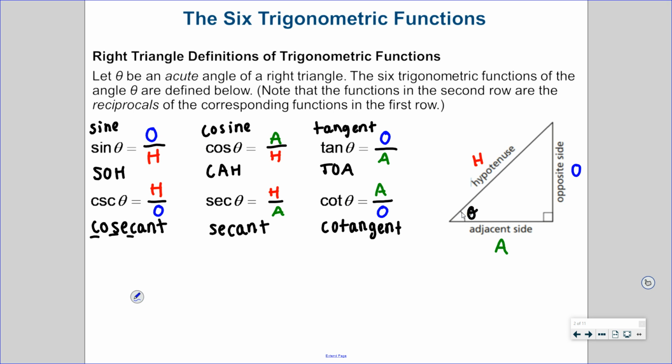Exactly. So now we have every single possible ratio of sides of a right triangle defined. Okay, that's why these exist.